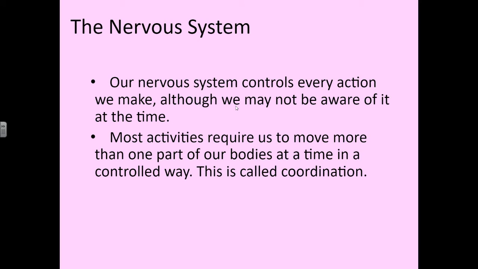Most activities require us to move more than one part of our bodies at a time. This is called coordination. So if you lift your hand up and turn it at the same time, you are moving thousands of muscle cells in synchronicity. If you contract your hand, or if you smile or sing or talk, you're controlling lots of different parts of the body at the same time.